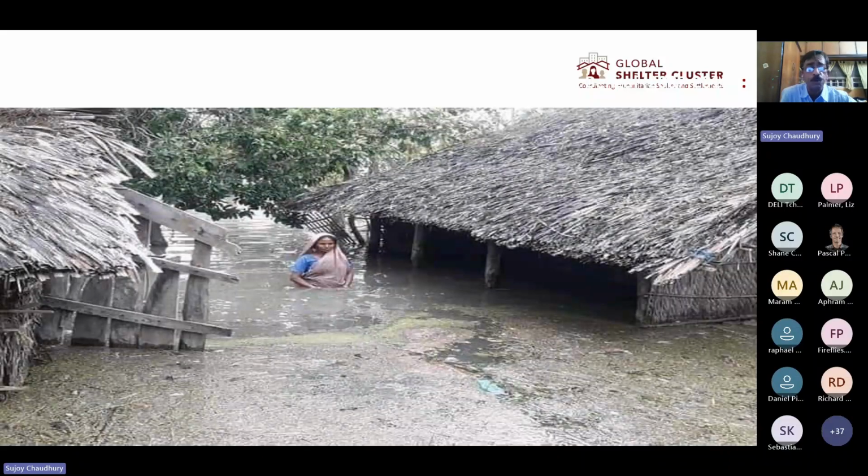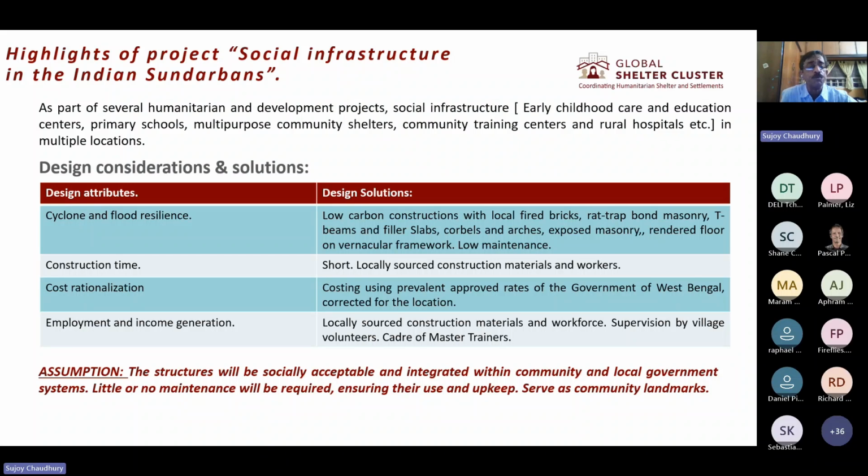And there's, again, in the Indian Sundarbans, this is closer to the sea, where cyclones and coastal flooding is a big issue. And therein, again, with the support of Irish Aid, we said, let's look at the social infrastructure part, which was the early childhood care education centers, primary schools, community shelters, community training centers, rural hospitals, etc. These kind of structures were missing at that point, and whatever was available was inadequate. So we said, how can we look at it?